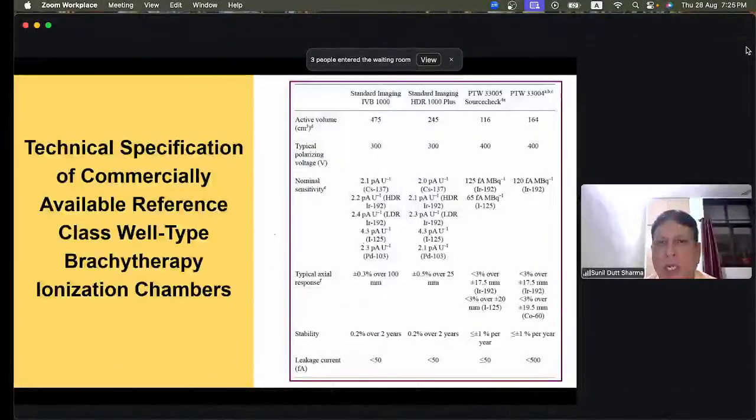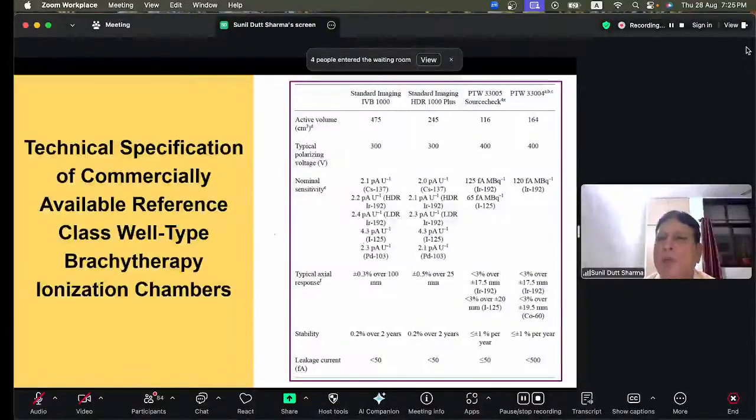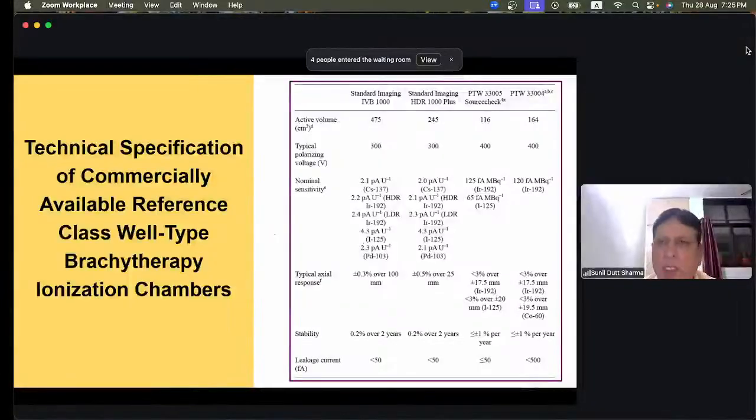Another is for high dose rate brachytherapy, that is called 1000 Plus. Then we have from PTW, the make of this detector is 33005. And another which is PTW 33004. This is also called the SDS chamber, which was supplied along with the remote afterloader by Nucletron, now Elekta. So now you can compare all these parameters.